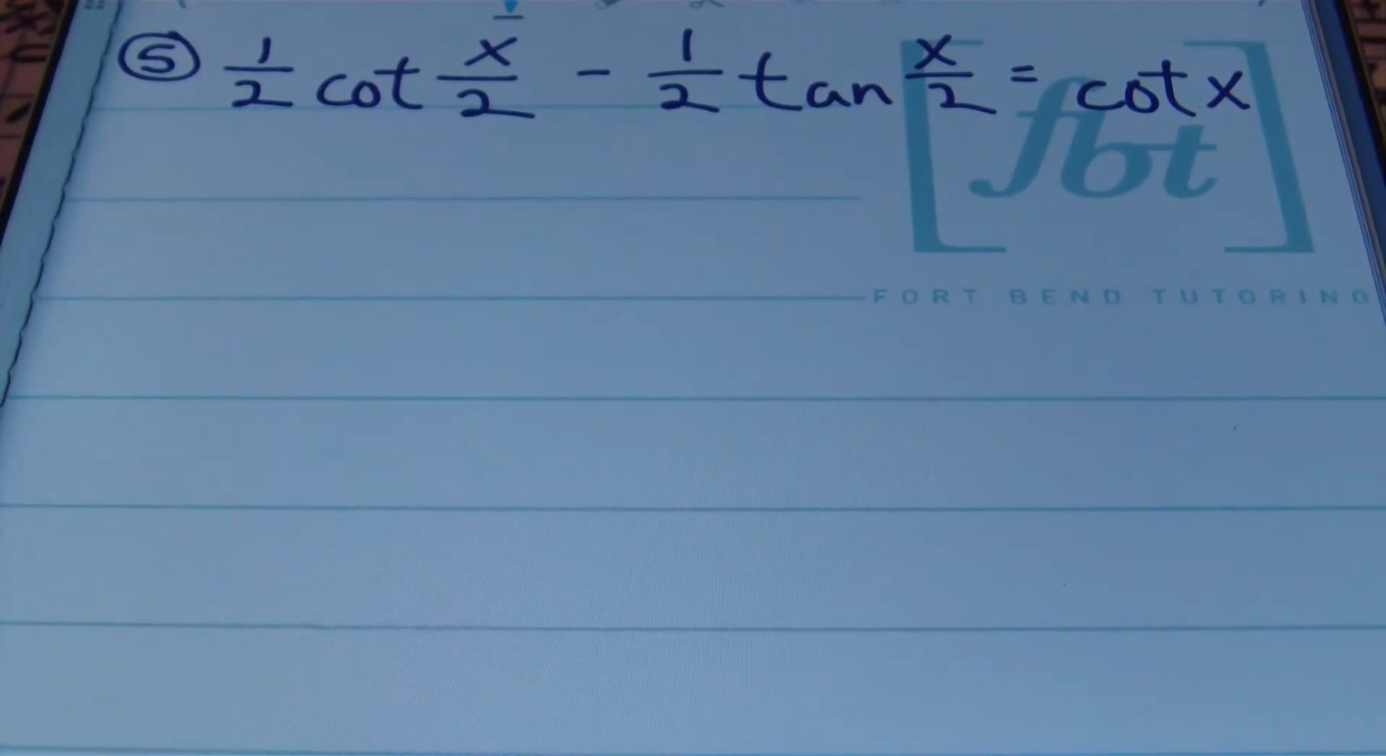Okay, ladies and gentlemen, here we are. In problem number 5, we have 1/2 cotangent x over 2 minus 1/2 tangent of x over 2 equals cotangent of x. Isn't this beautiful? Isn't this beautiful?